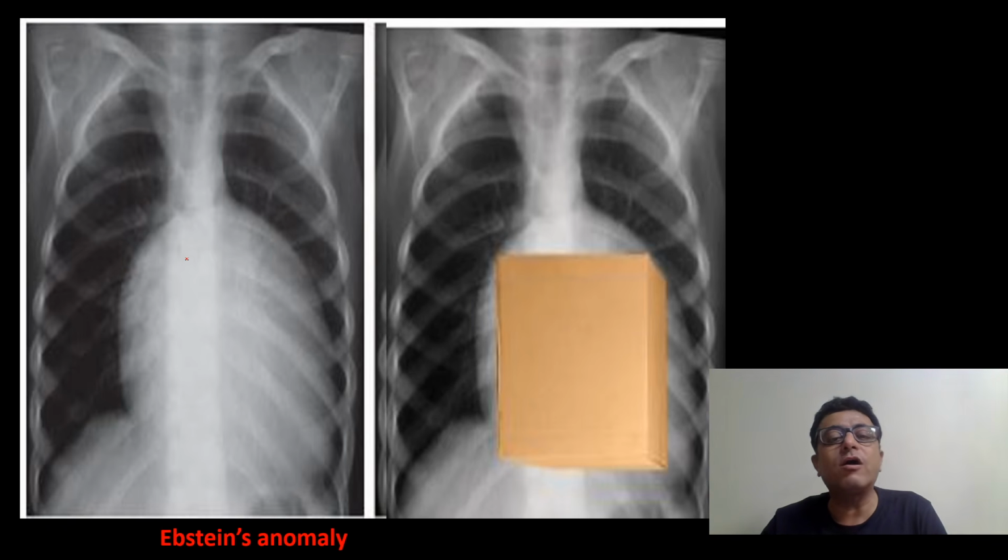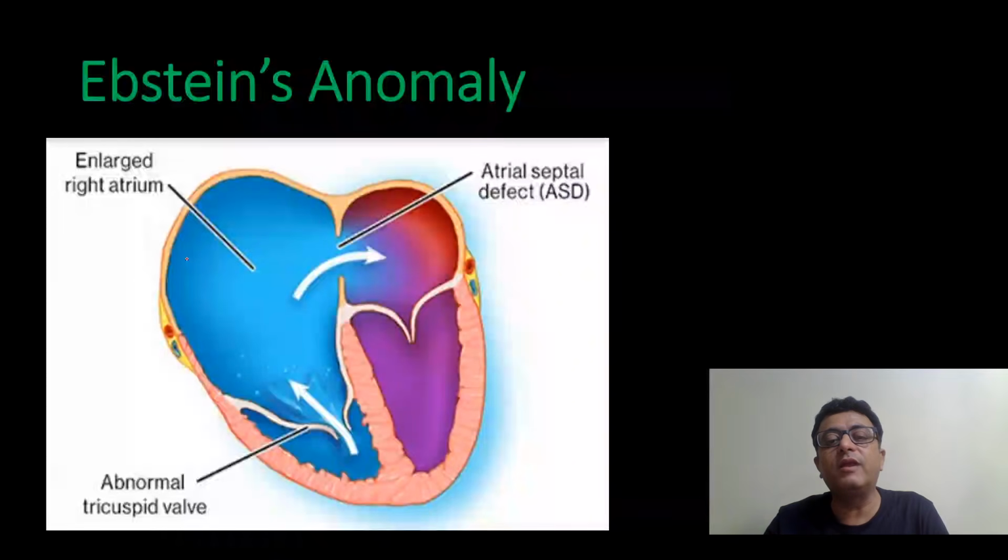What makes the heart box shaped? What is Epstein anomaly? See here, this is the mitral valve, and the normal tricuspid valve is supposed to be here only. But what happened? The tricuspid valve is displaced downward, apically towards the apex. So instead of attaching here, it is attached lower down here. This is the septal leaflet of the tricuspid valve, displaced apically, and this is the anterior leaflet.